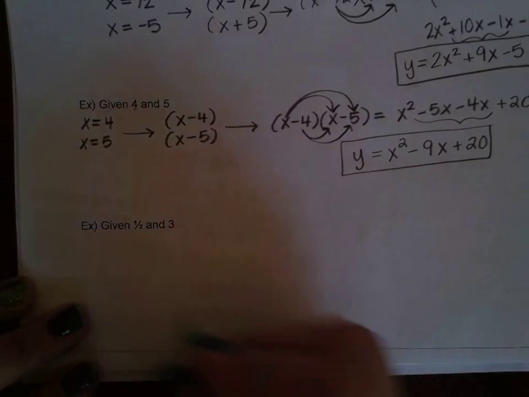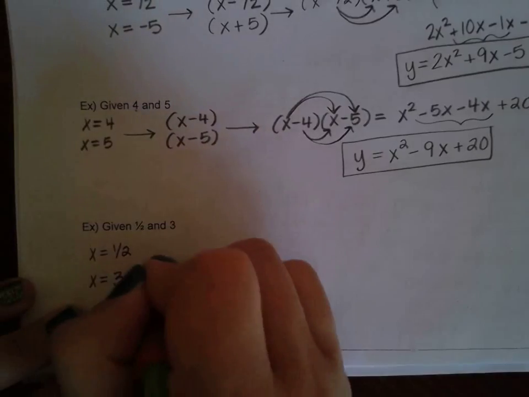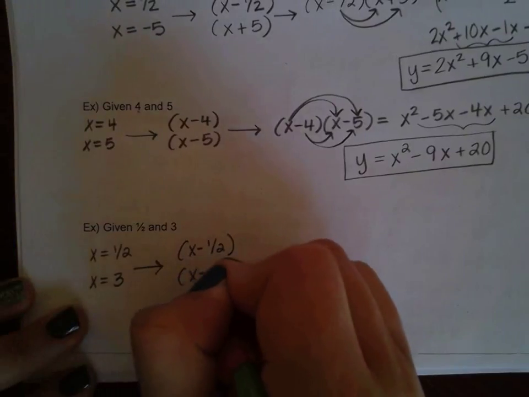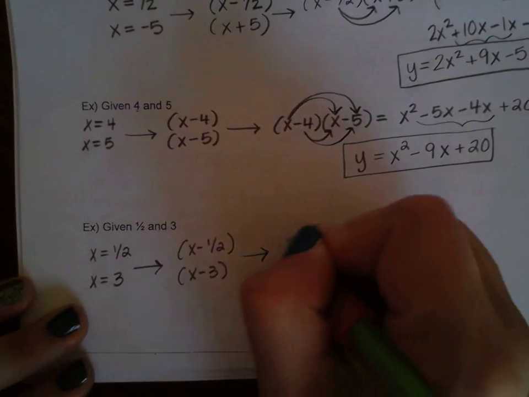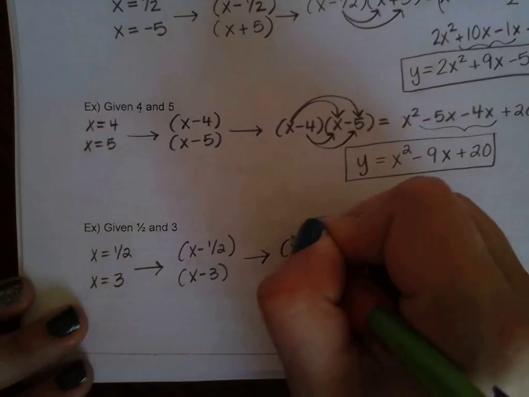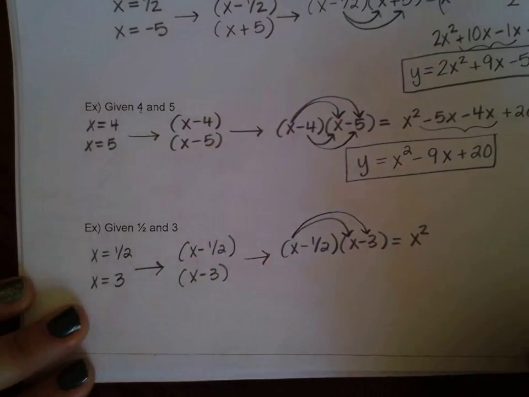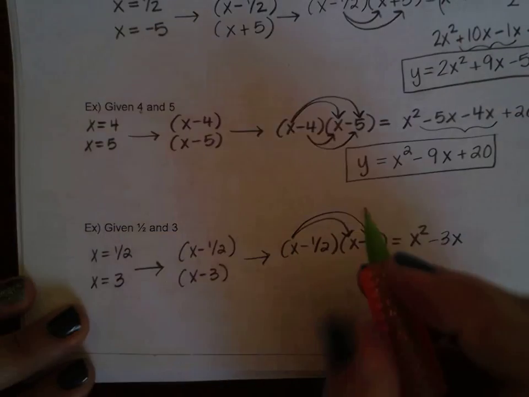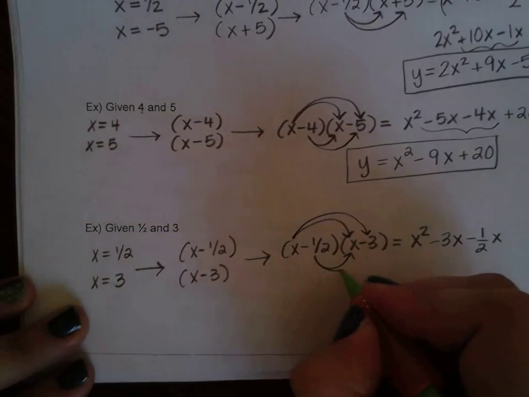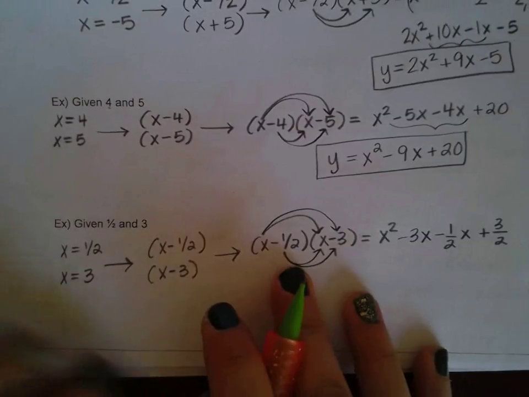Next example, last example, if x equals 1/2 and x equals 3, then your factors will be x minus 1/2 and x minus 3. Now we're going to multiply them. X minus 1/2 times x minus 3. So x times x is x squared. X times negative 3 is negative 3x. Negative 1/2 times x is negative 1/2 x. And negative 1/2 times negative 3 is positive 3/2.